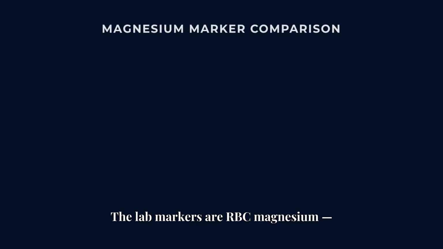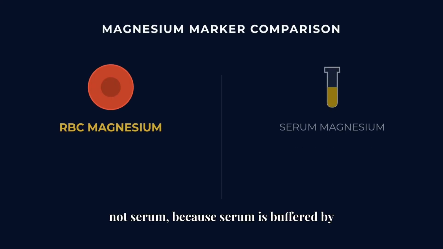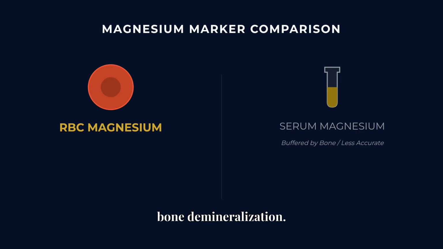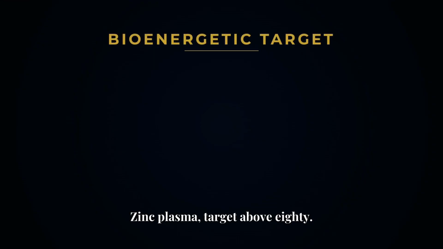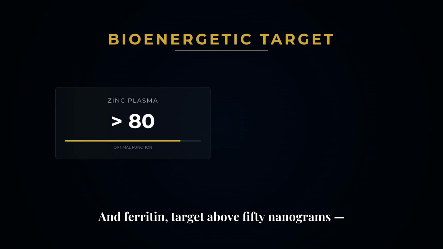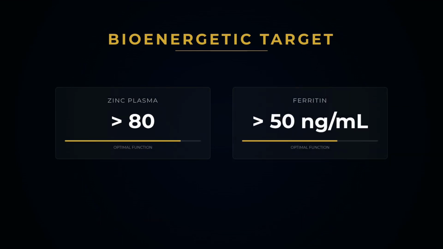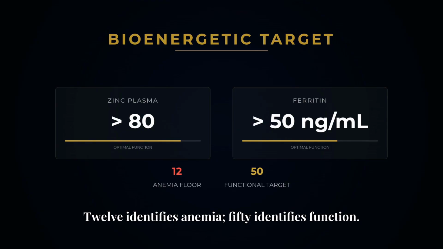The lab markers are RBC magnesium, not serum, because serum is buffered by bone demineralization. Target above 5.0. Zinc plasma, target above 80. And ferritin, target above 50 nanograms, not the lab's floor of 12. 12 identifies anemia, 50 identifies function.